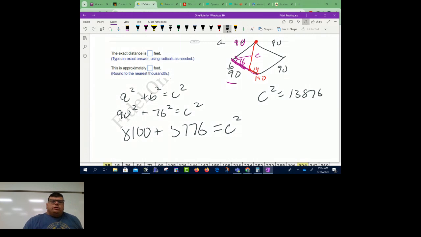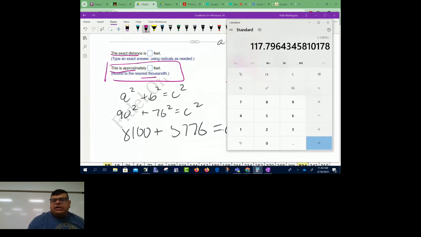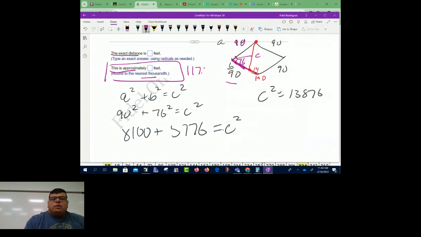Okay, y'all, there's a couple things you're asking me to find. We want to know the exact distance and then the approximation to the nearest thousandth. Let's do the approximation first because we know how to do that. We can take the square root of our answer to 3 decimal places, y'all. I'm coming up with 117.796. Now how do I find my exact answer? Remember what we're doing, y'all. We are taking the square root of this number.